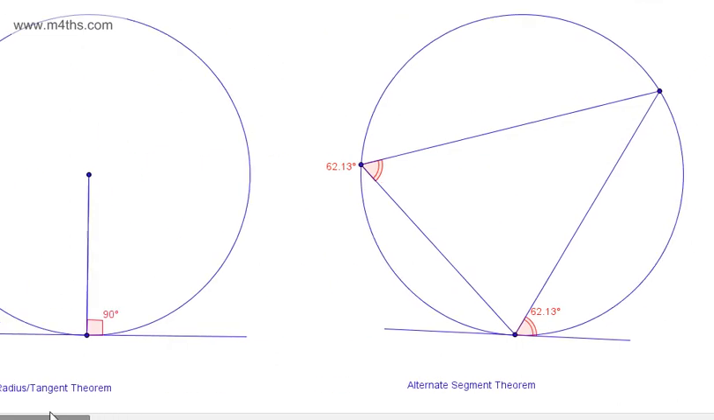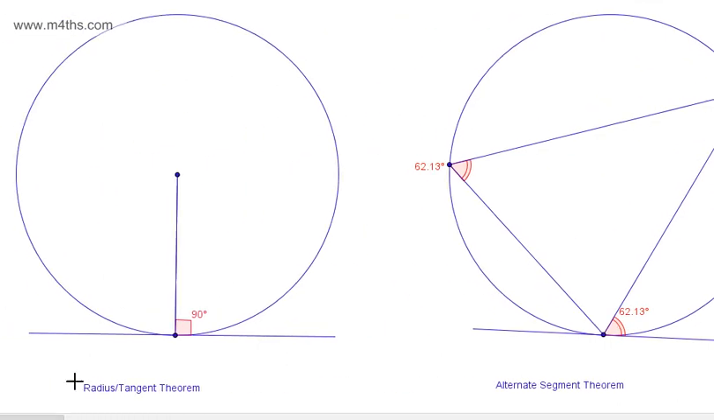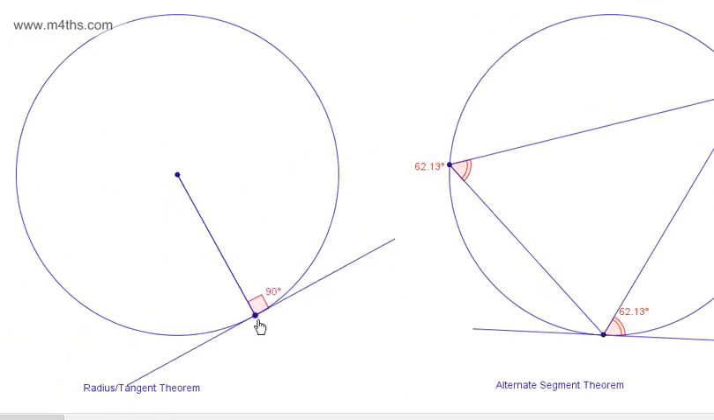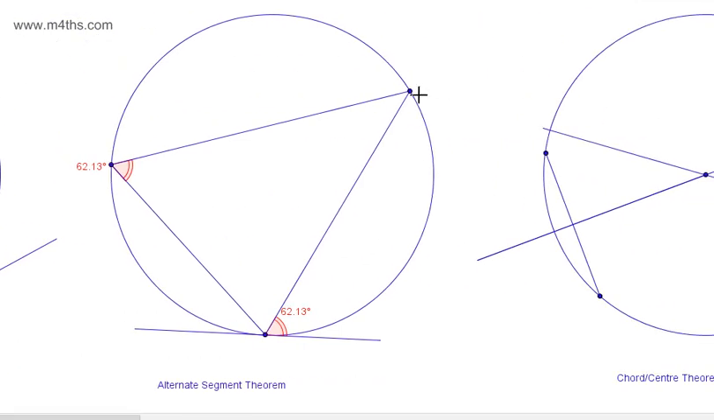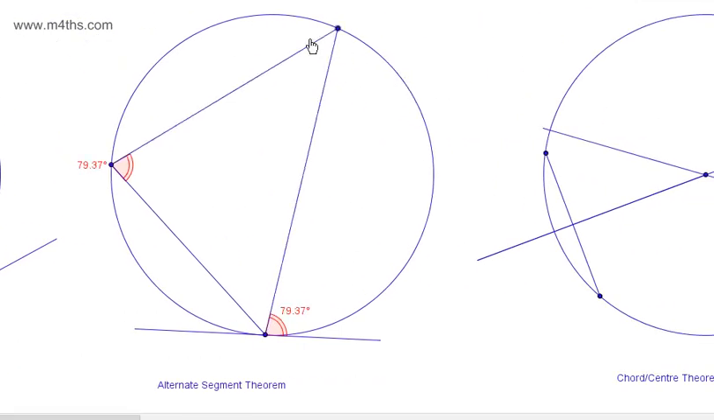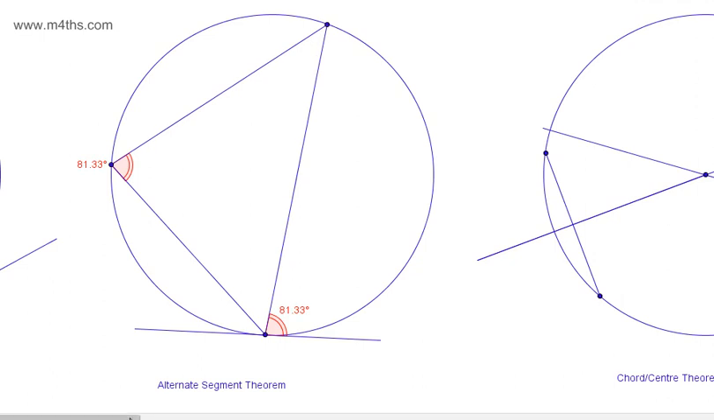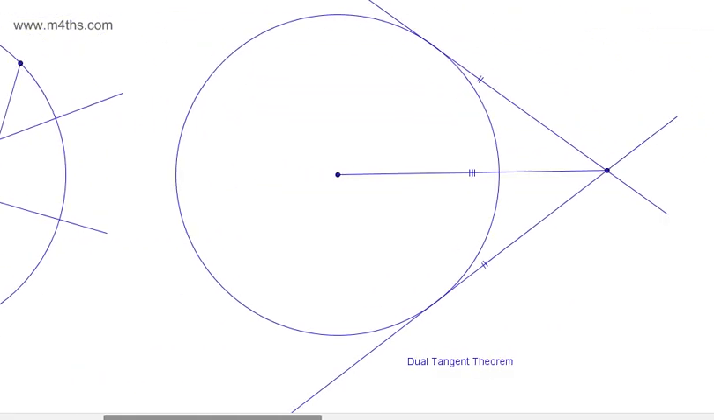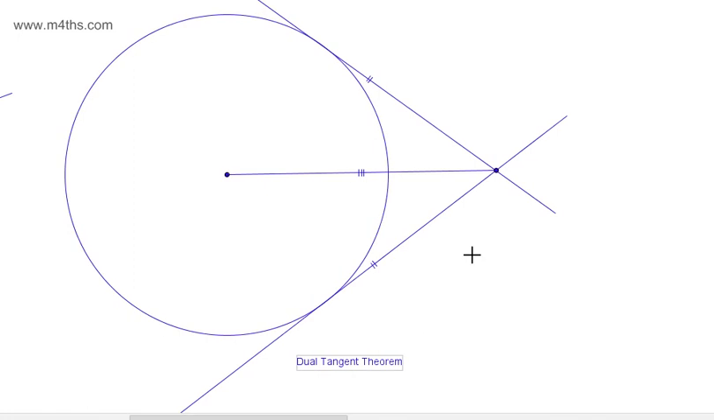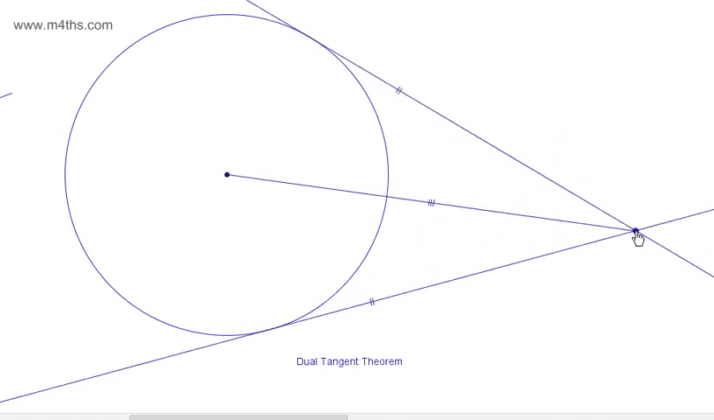Okay, so let's go over those. Radius, tangent, 90 degree right angle. We've got the alternate segment, which I think is the more challenging one of the ones that we've looked at so far. And now we're going to move on, and I'm going to come back to this one, to the dual tangent theorem. The dual tangent theorem looks something like so.